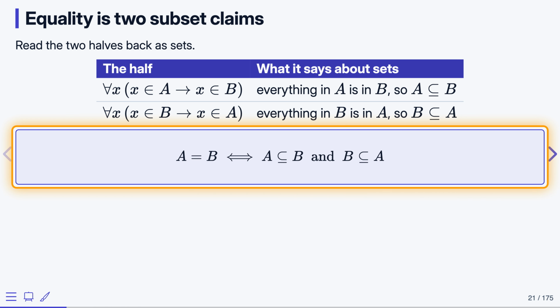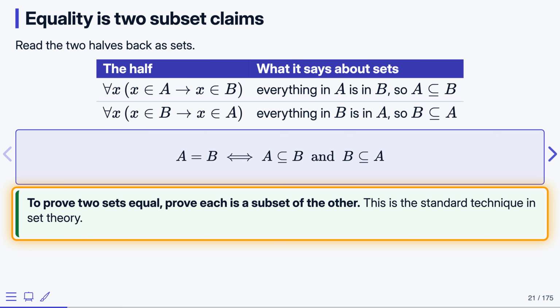Put them together. A equals B exactly when A is a subset of B, and B is a subset of A. And that gives us a proof technique we will use again and again. To show two sets are equal, show each one is a subset of the other.